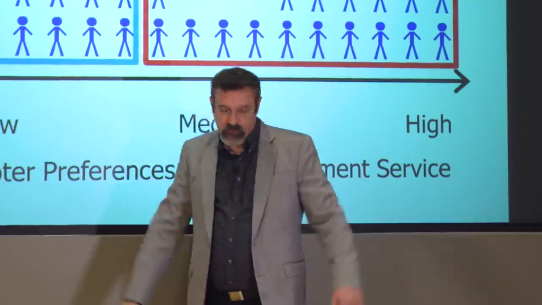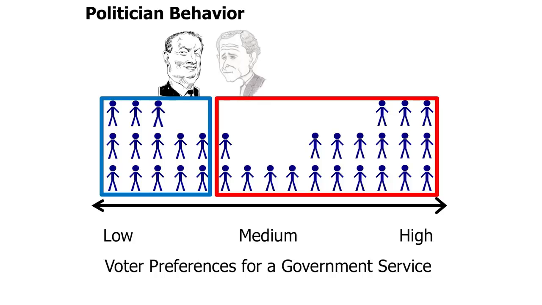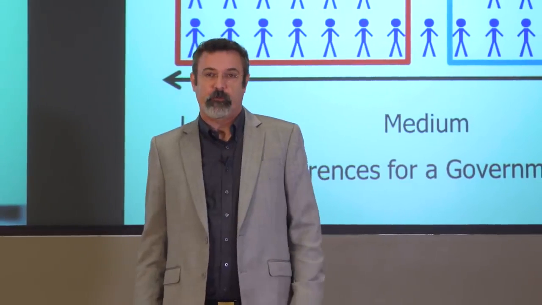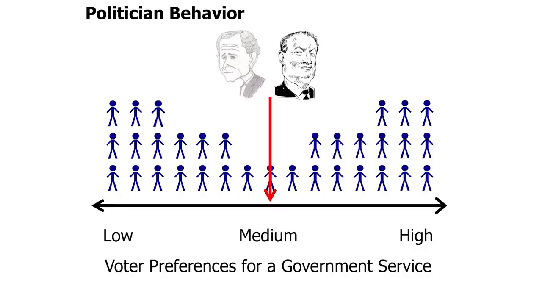So what does the guy on the left do? The guy on the left holds a press conference and says, if you elect me, I promise you I will provide this level of government service. And now what happens? All these voters like this guy, these voters like this guy, and you end up with each of the candidates getting about 50% of the vote. And what level of government service do we get? We get the level of government service that the least number of people wanted.